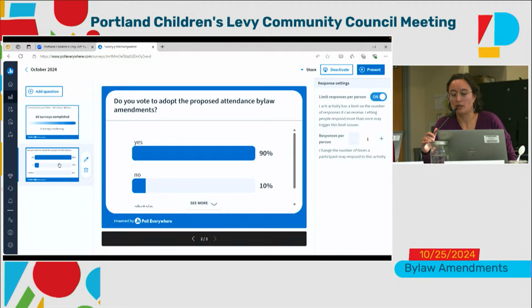Okay, so we will go ahead and move on. It looks like you have voted to adopt the proposed attendance bylaws. We have 9 votes for it and 1 vote against it. Meg, I'll turn it over to you to close us out.